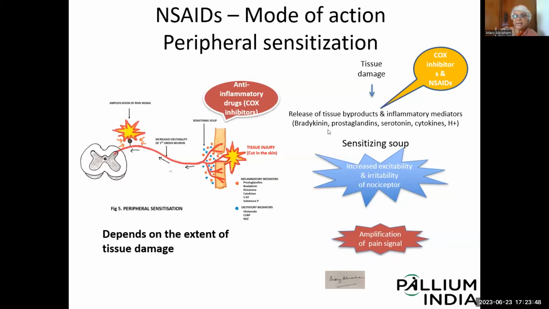So the extent of the peripheral sensitization depends on the extent of tissue damage. For example, if it's a simple cut, it's not so bad. But if there's a crush injury or there's extensive inflammation, like in cancer pain, then the peripheral sensitization is more. And that is mediated by these inflammatory mediators.